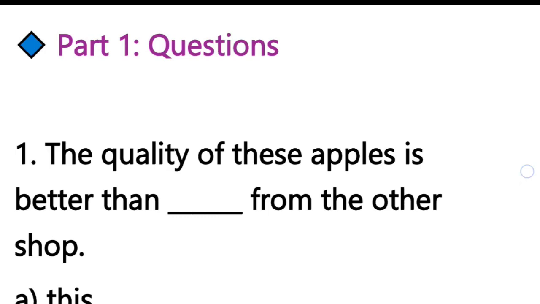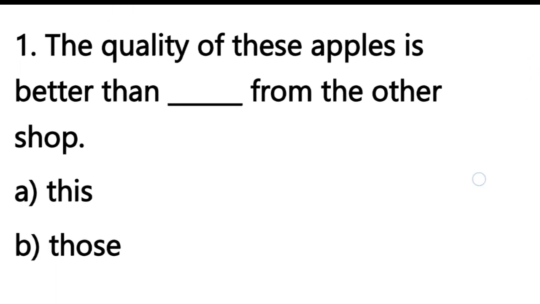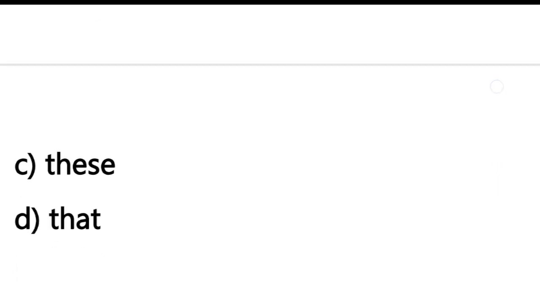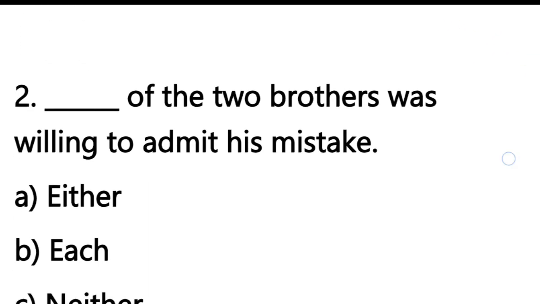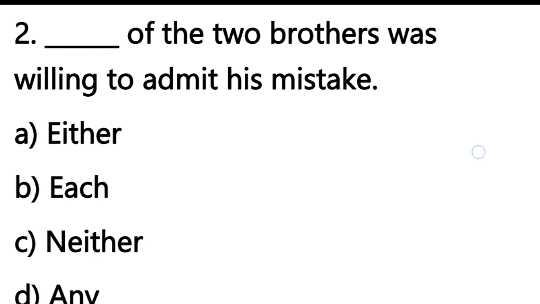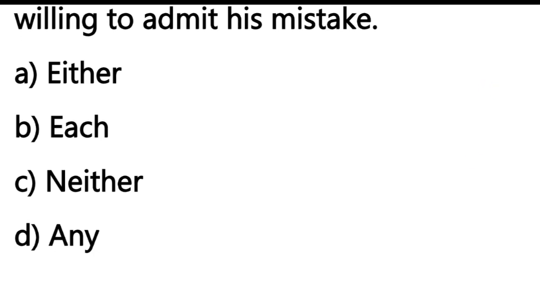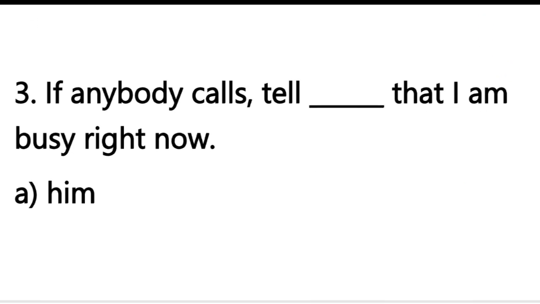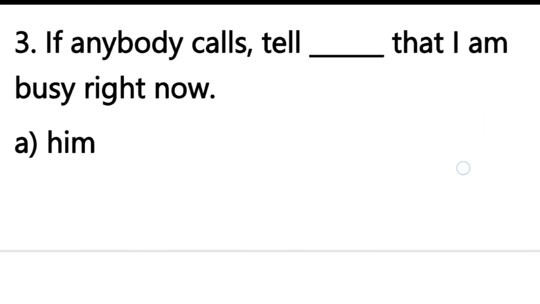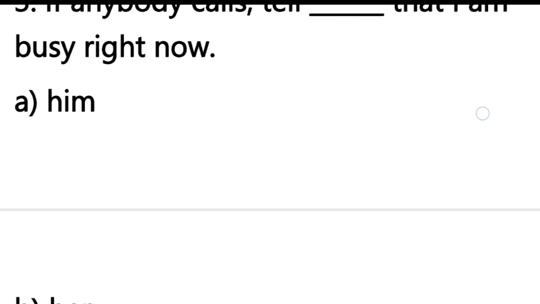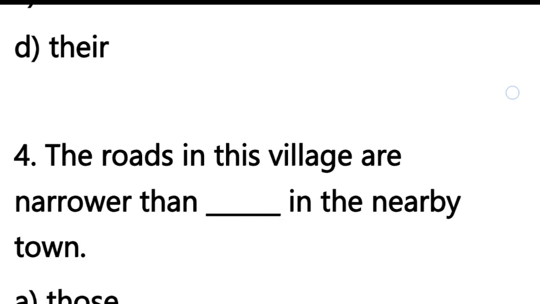The first question we have is, the quality of these apples is better than dash from the other shop. Options are this, those, these and that. Now question number 2, dash of the two brothers was willing to admit his mistake. The options are either, each, neither, any. We have question number 3, which says, if anybody calls, tell dash that I'm busy right now. We have options him, her, them and their.